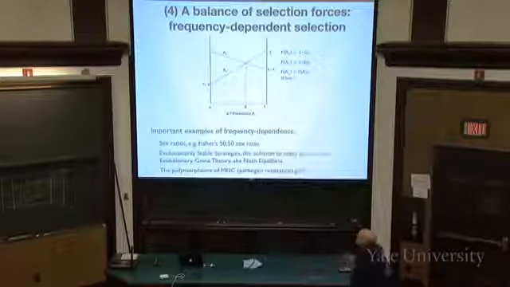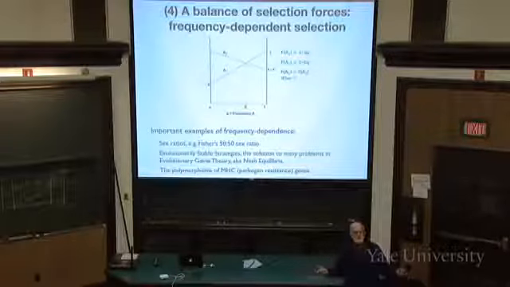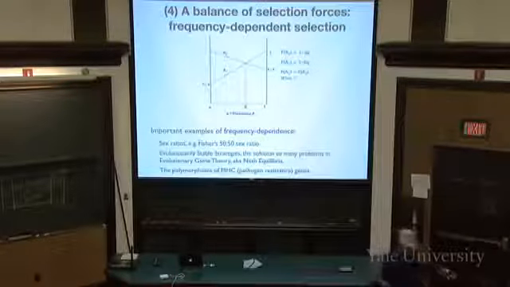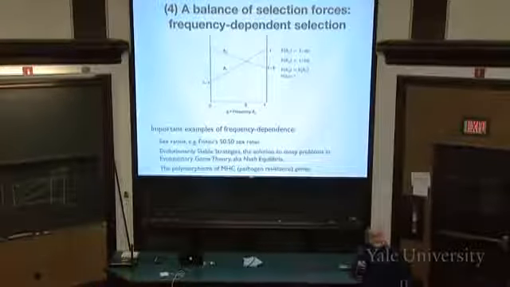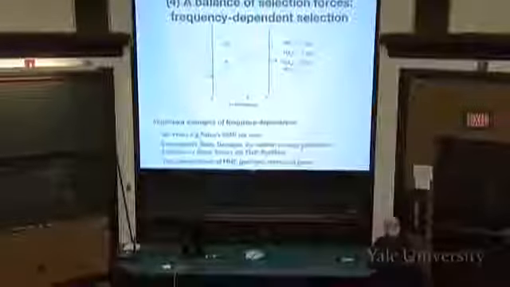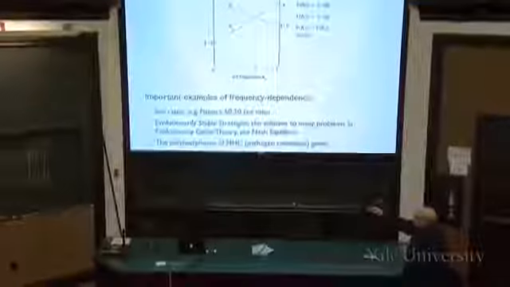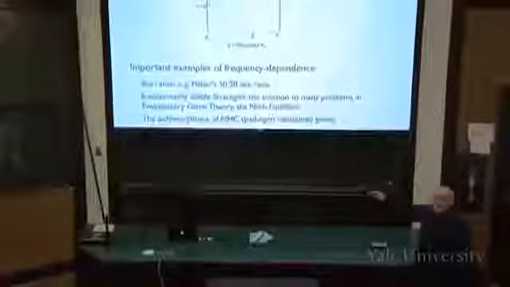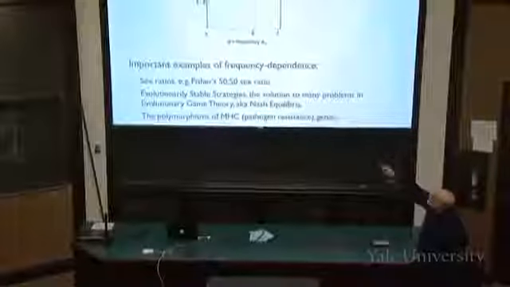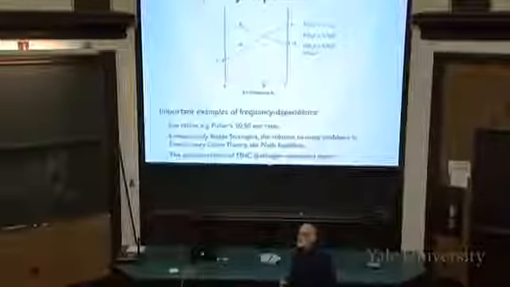Now, there are some interesting examples of this sort of thing. One is Ronald Fisher's classical argument on why 50-50 sex ratios are so common, why in many populations we see half females and half males. The deviations from that are interesting. This kind of thing happens with evolutionary stable strategies, and those are the solution to many problems in evolutionary game theory. They are also called Nash equilibria under certain circumstances, and they are important in economics and political science as well.